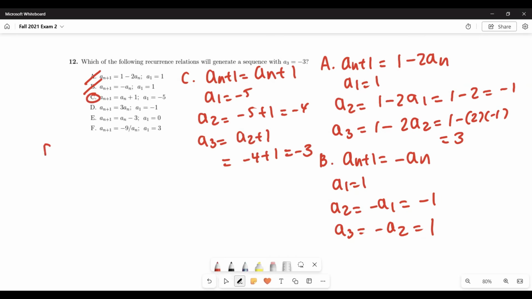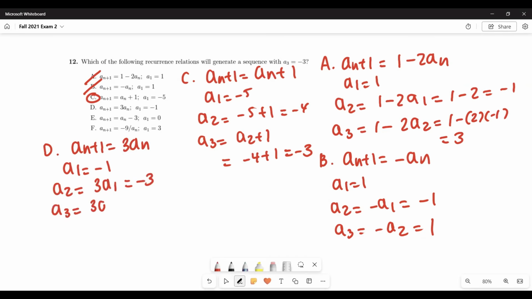Okay, so D is a(n+1) equals 3a(n), and a1 is negative 1. A2 would be just 3a1, which is negative 3. A3 would be 3a2, which is 9, which is not what we are looking for.